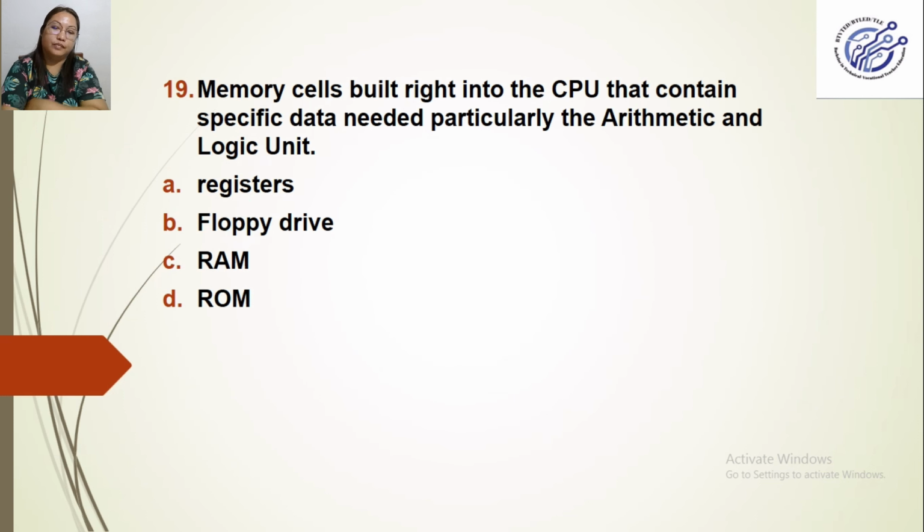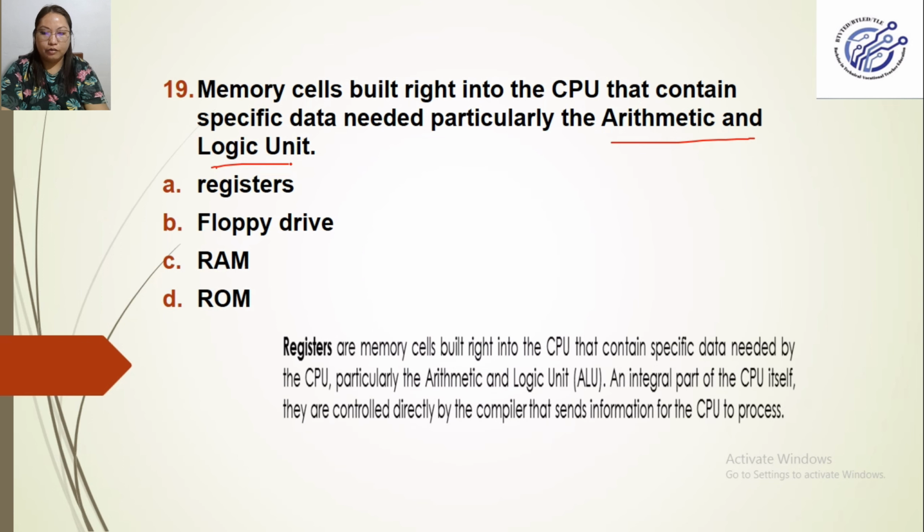Number 19, memory cells built right into the CPU that contain specific data, particularly the ALU. So ano ba ito? So, yung ating register po, sinabi po kanina, ito daw po ay built-in na memory sa ating CPU na ko-contain ng specific data, particularly yung ating arithmetic and logic unit. So, ito po ay verbatim din sa ating question. So, yung ating sagot sa number 19 is letter A, registers.